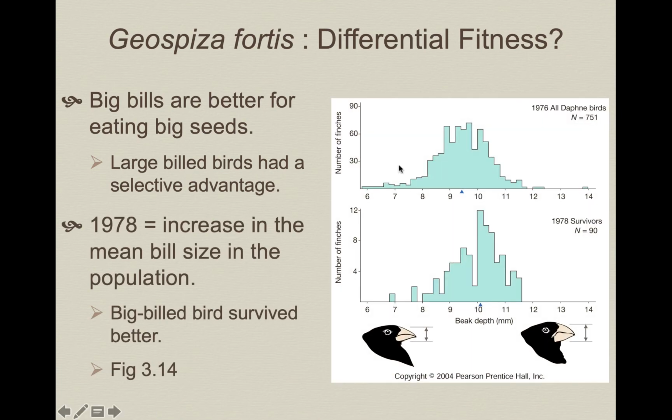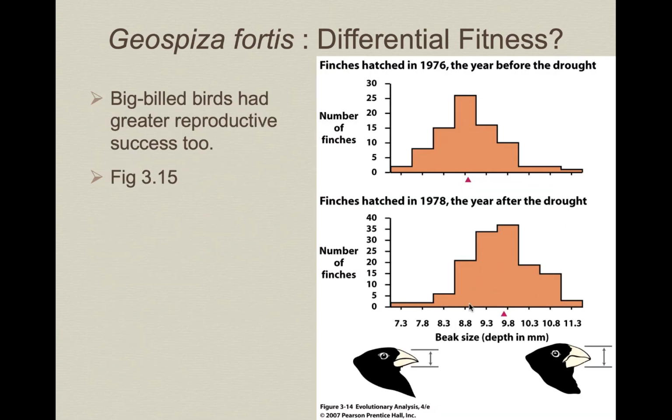So, did we see evolution? Sure enough, if you look in 76, before the filter, before the challenge, before the drought, the average bill size was about 9.4. After it, you look at the survivors in 1978, the average bill size was over 10. Again, not a lot, but it is exactly what you'd expect with natural selection under these circumstances. And not only did more big-billed birds survive, more big-billed birds had greater reproductive success.